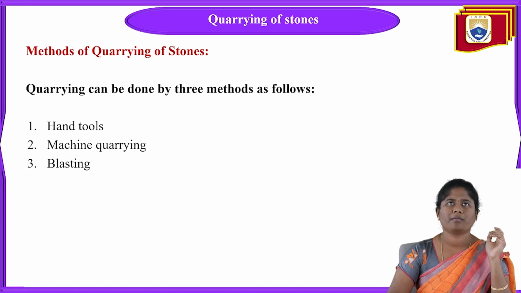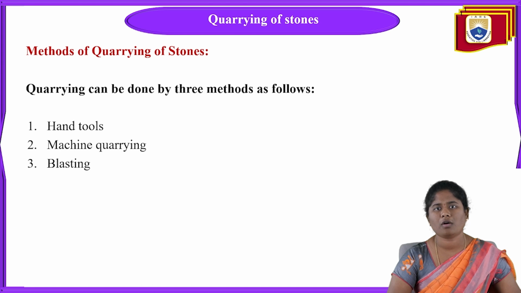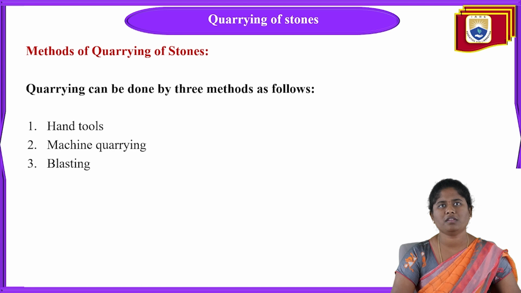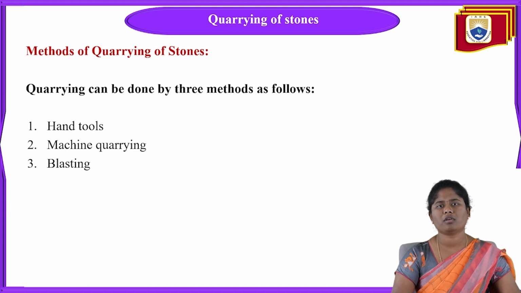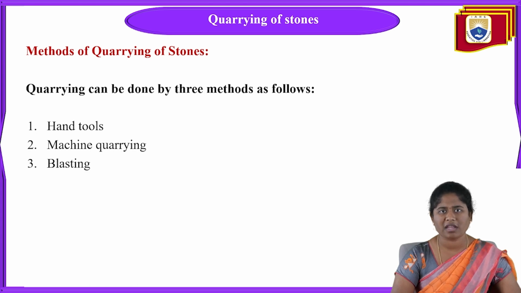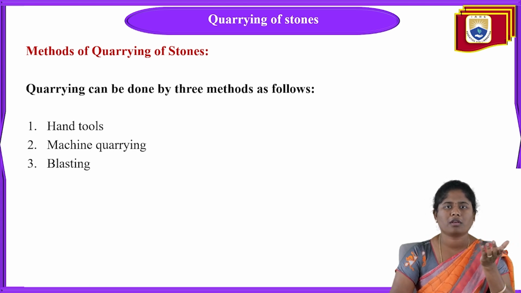And next one, what are the methods for quarrying of stones? In this we have three types. First one is hand tools, meaning quarrying can be done by hand tools. Next one is machine quarrying. Next one is blasting. Hand tools are used where the rocks at the quarrying site are very loose in nature, so just by hand tools we are going to remove the rock bedding.